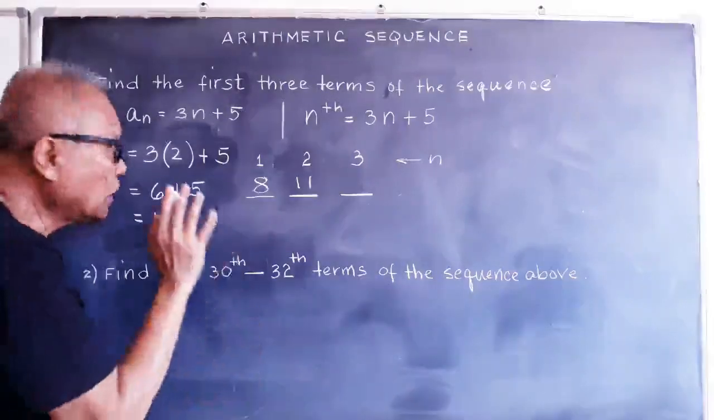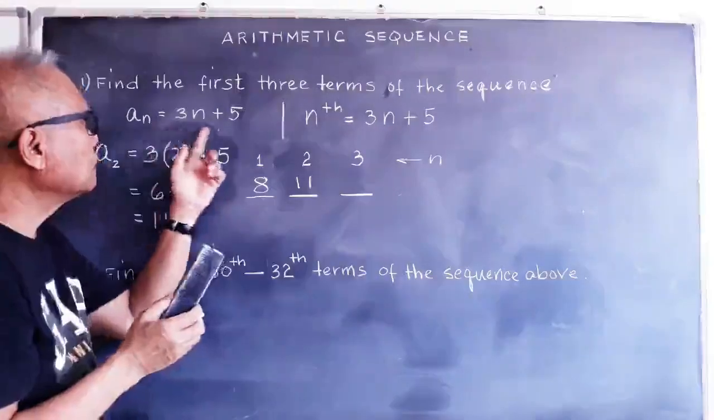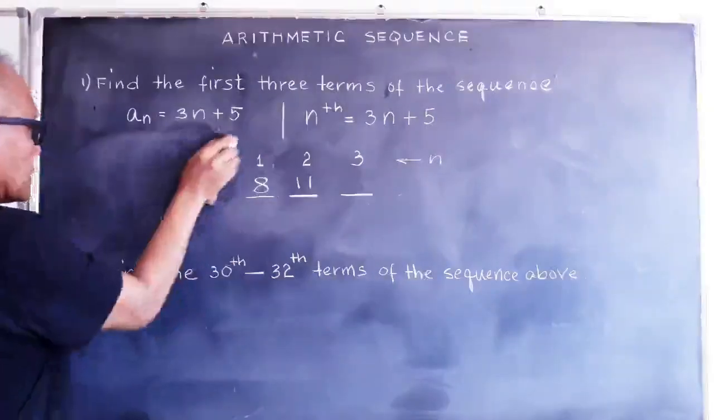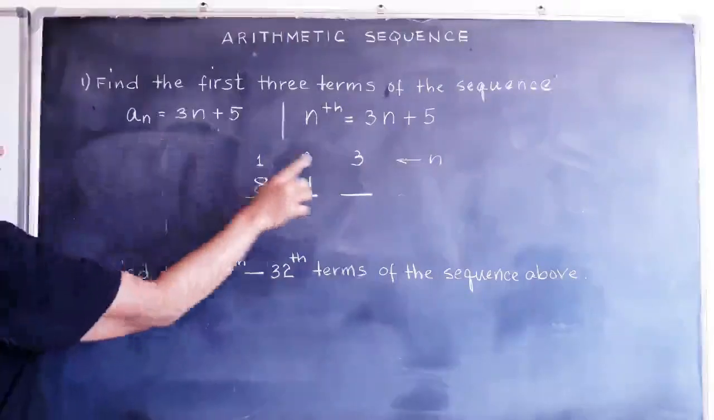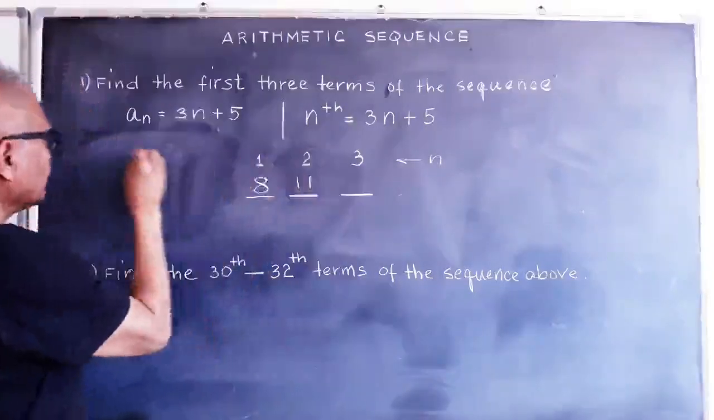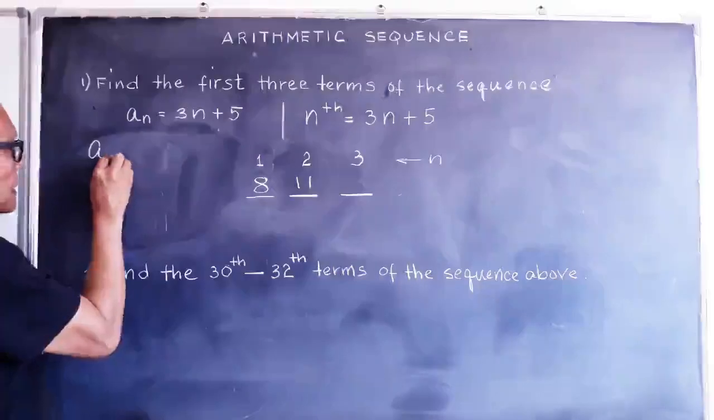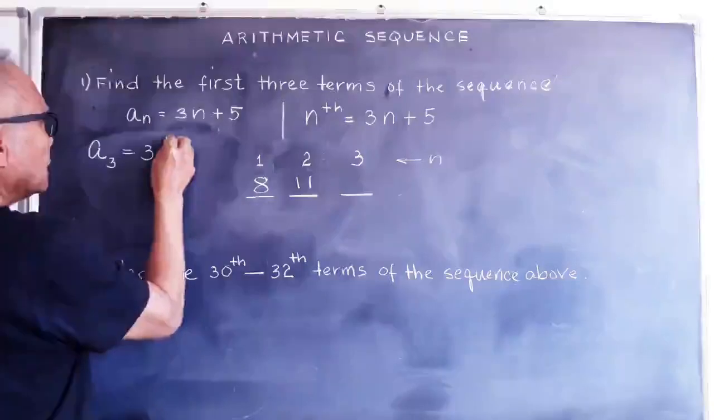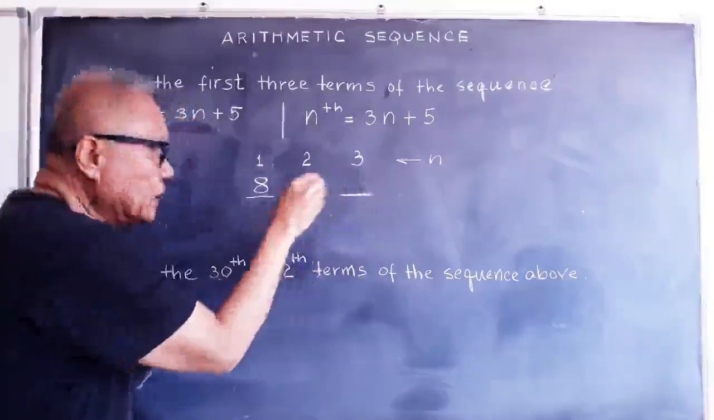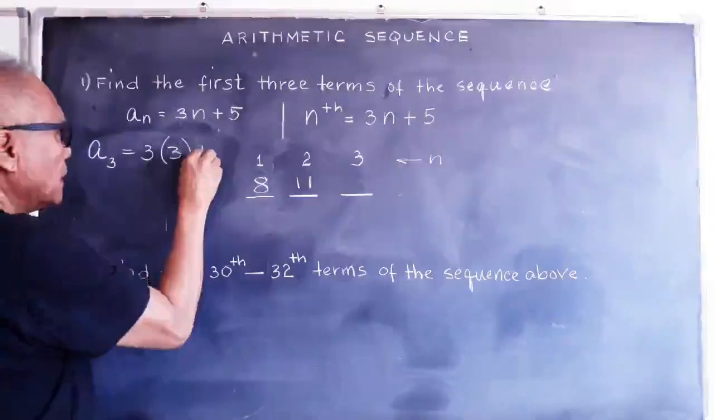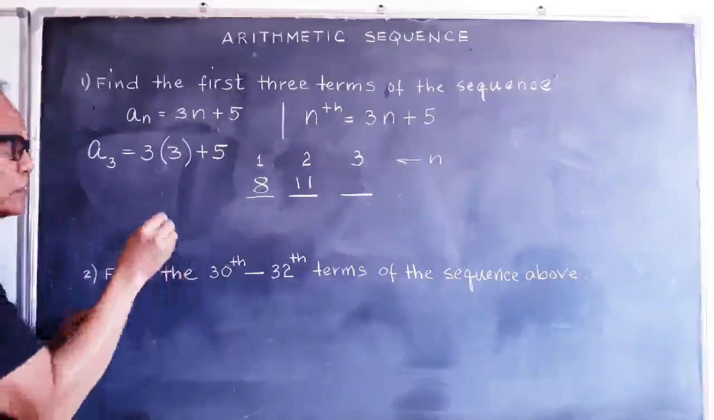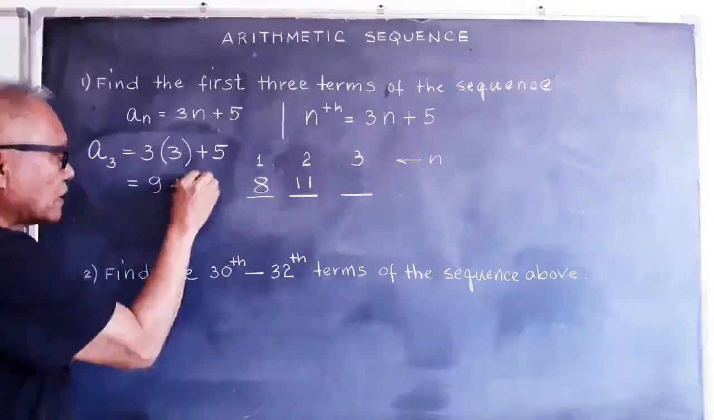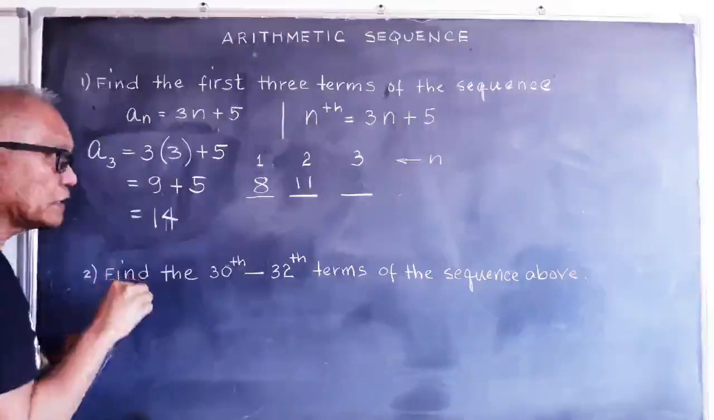Okay, but I'm going to show you that one using our formula or equation for the last term. So I'm going to erase this again, class. So we can write here, now I'm solving for the third term. So this one is a sub 3. So we have 3 times, that is 3, so we put 3 here, plus 5. So we have 3 times 3 is 9, plus 5 is 14.